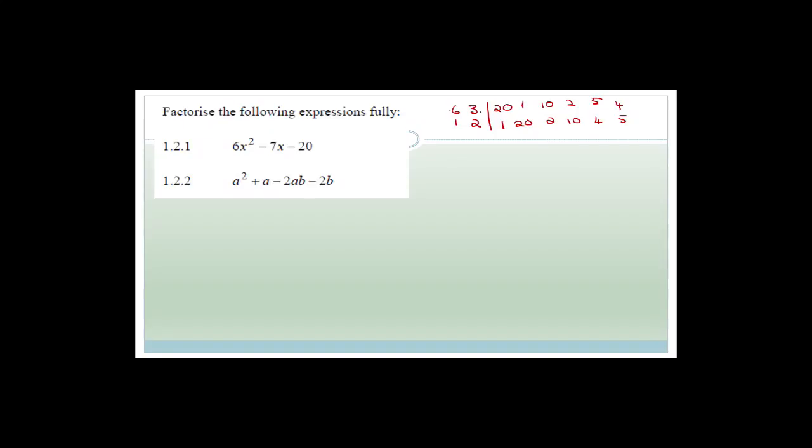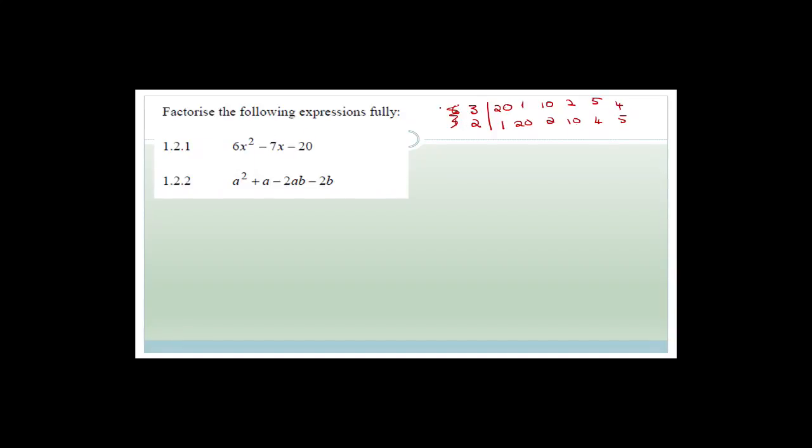That's not going to work. 6 times 2 is 12 and 2 is not 10. It's not going to give me a 7. 6 times 10 is 60. That's not going to work. 6 times 4 is 24 and 5 is not going to give me 7. And 6 times 5 is 30. So it's definitely not this one.